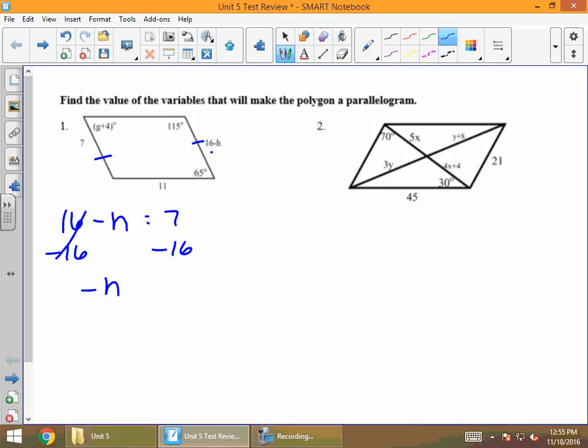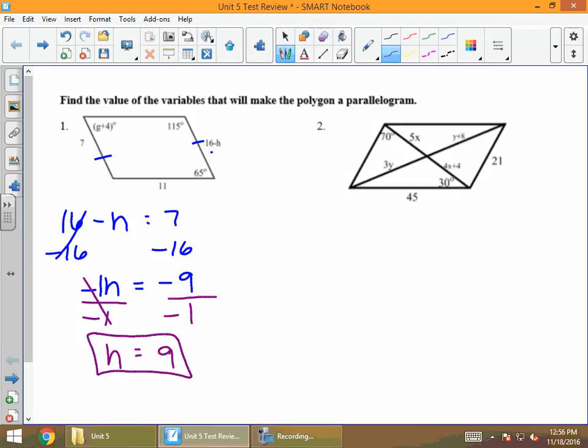We get negative 8 is equal to negative H. Tell me what's in front of that H. Negative 1. How are you going to get rid of that negative 1? Gary? Very good. We're going to divide by negative 1. So H ends up equaling what? 9. We don't have to plug it back in. The directions don't tell us to find the distance. We just need to find the variable.